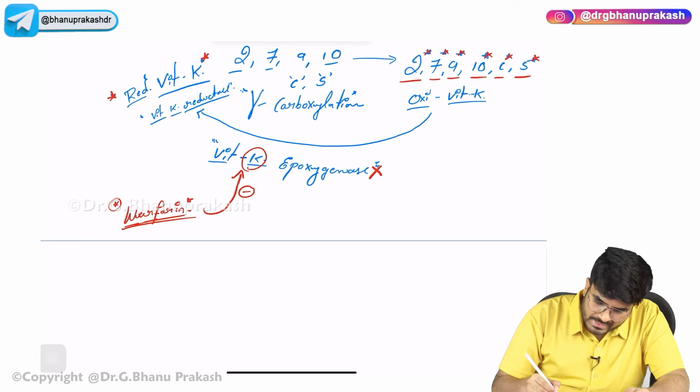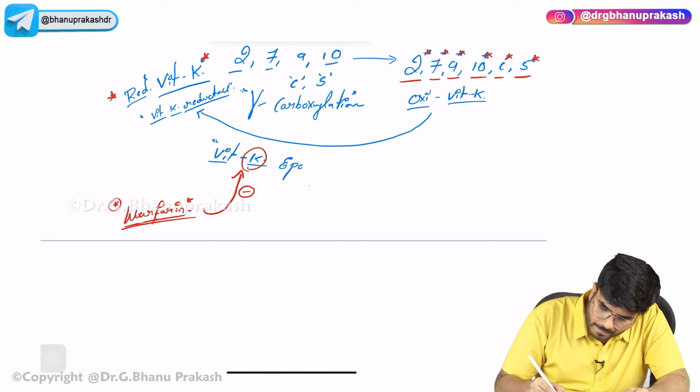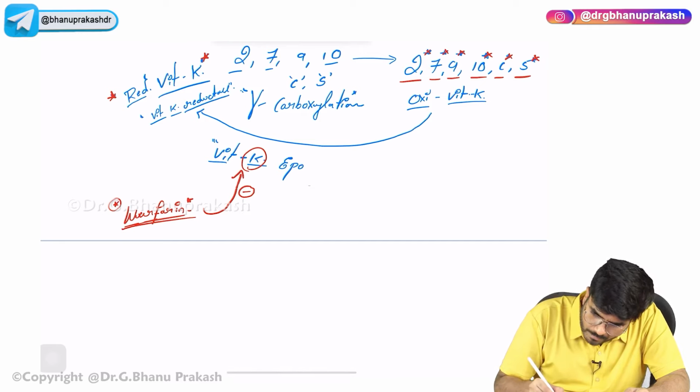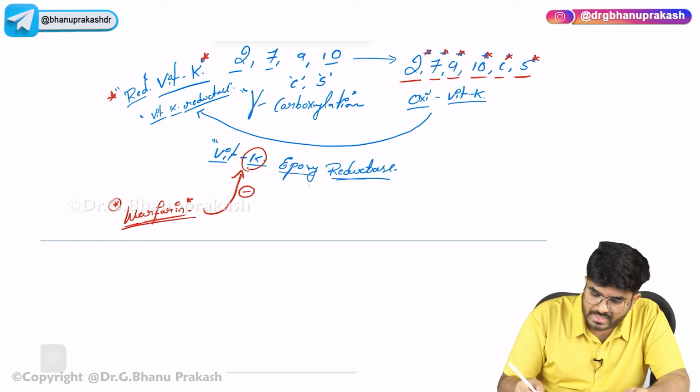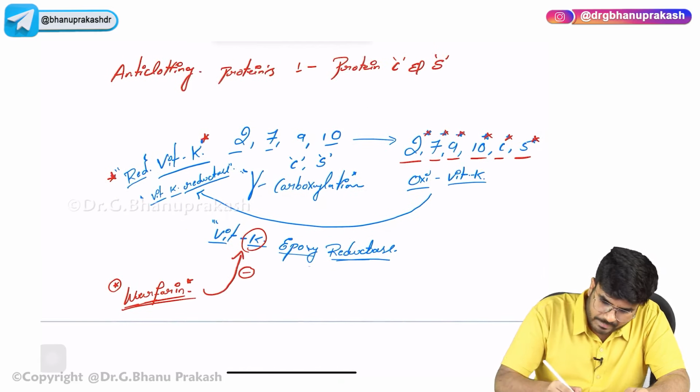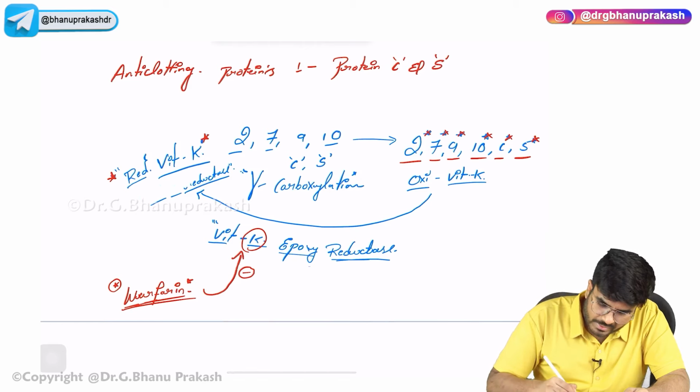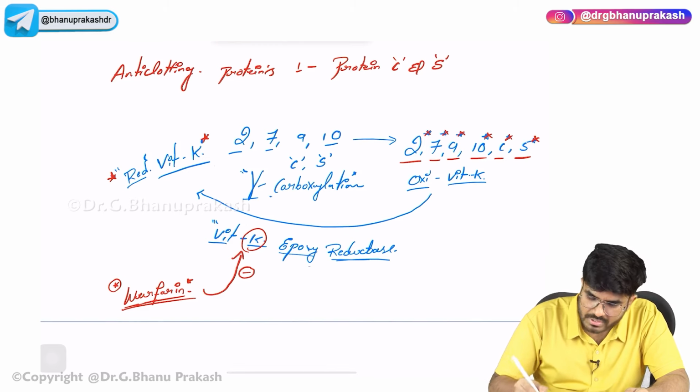See, this enzyme is not vitamin K epoxygenase, this is vitamin K epoxy reductase. See, reduction is happening, right? So vitamin K epoxy reductase, and this enzyme is not vitamin K reductase, it is gamma glutamyl carboxylase. See, gamma carboxylation is happening, right?